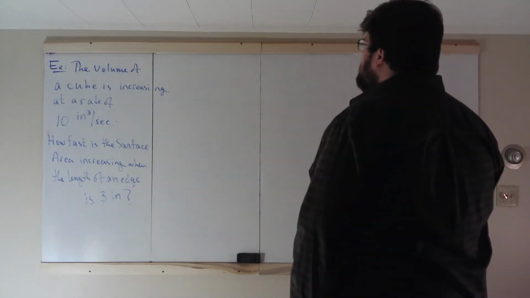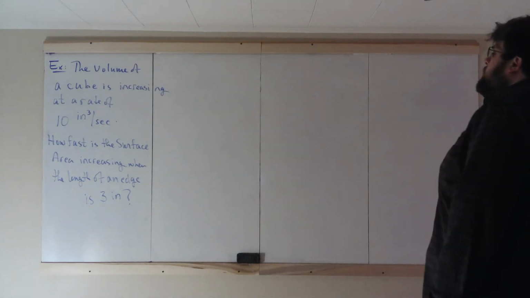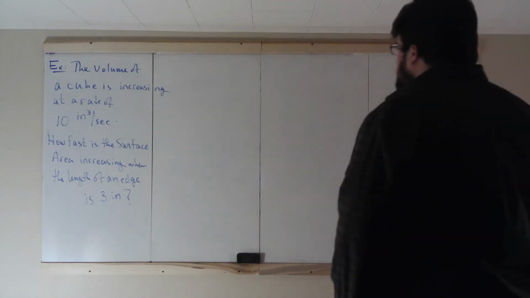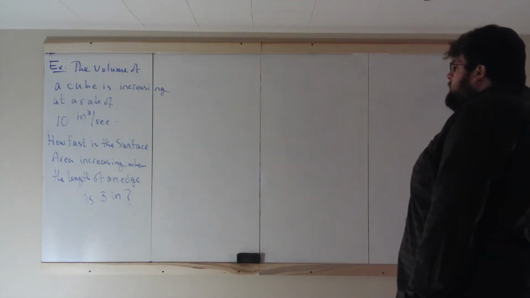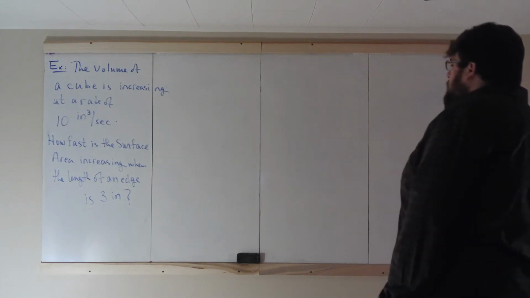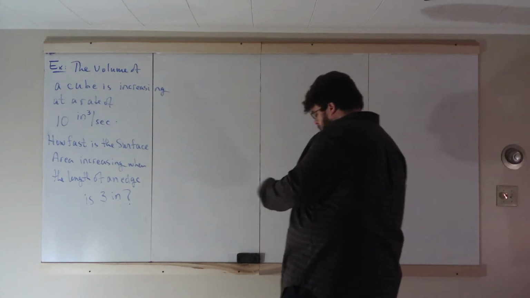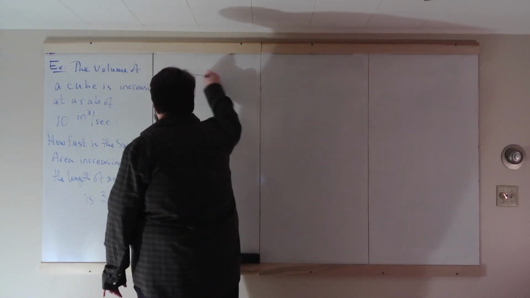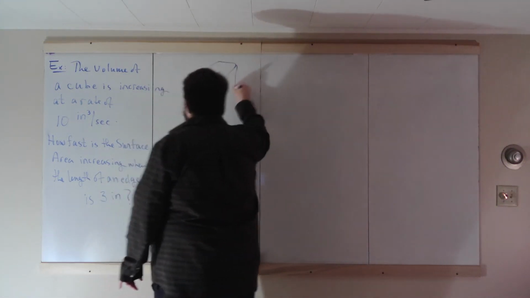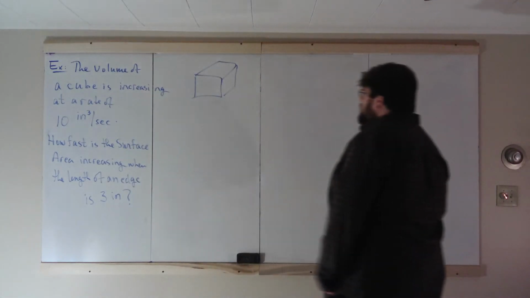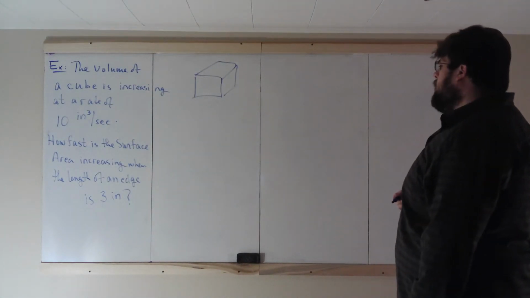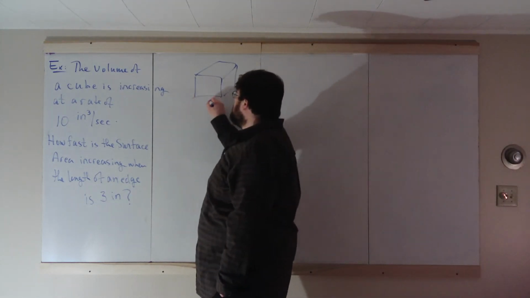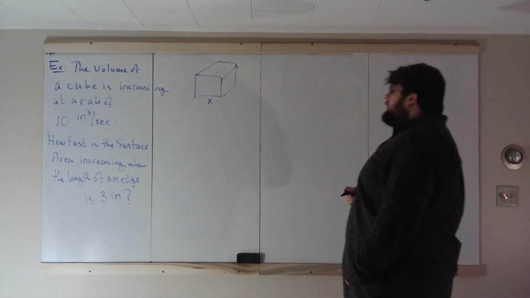The volume of a cube is increasing at a rate of 10 cubic inches per second. How fast is the surface area increasing when the length of an edge is 3 inches? Well, we have a cube here, and we're asked, well, I guess I'll draw a cube. We're asked what about surface area? Well, let's label a side x.